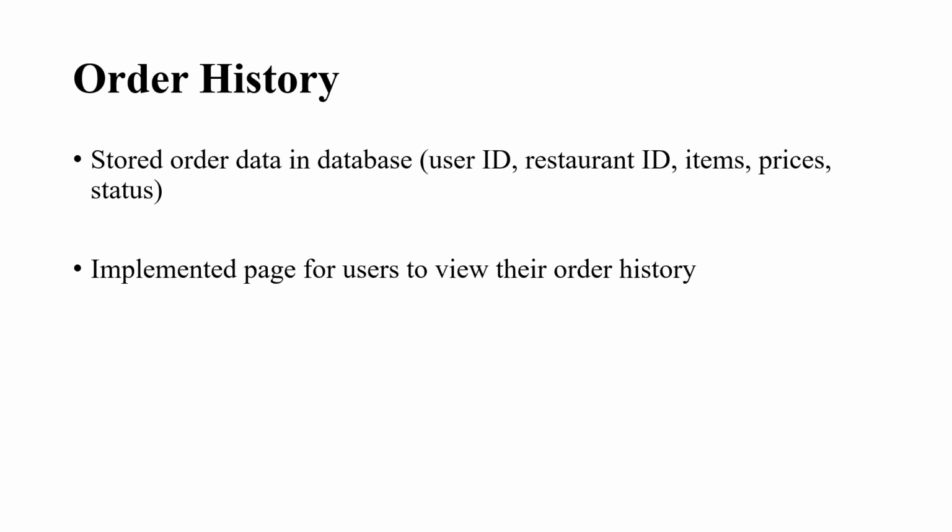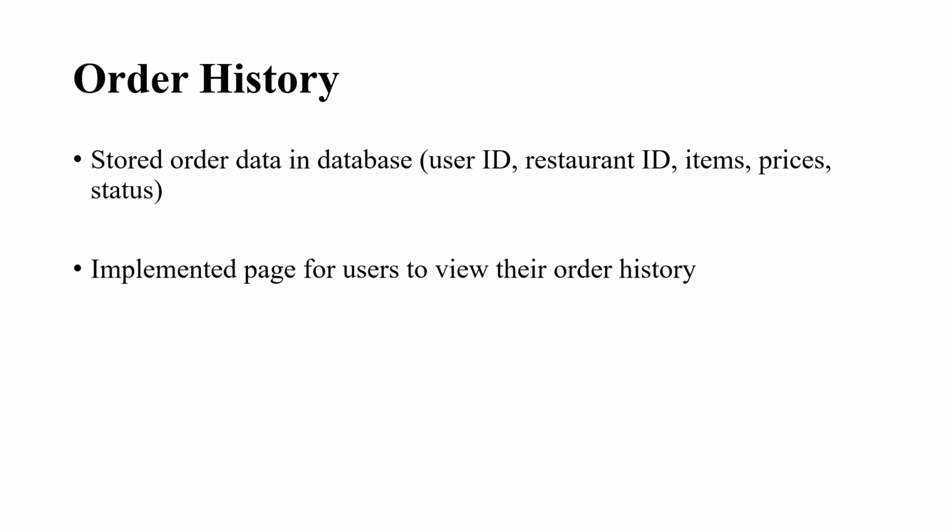And order history will be delivered, storing order data in the database. I told you, right? Using MongoDB we created a database, so that every time we as users order something, that will be stored in the database, like the user ID. Every time we make a payment and place an order, we will have a separate user ID for that, and then the restaurant ID, from which restaurant you have ordered, and then the items that you ordered along with the prices and the status of it, when it was ordered, like that.